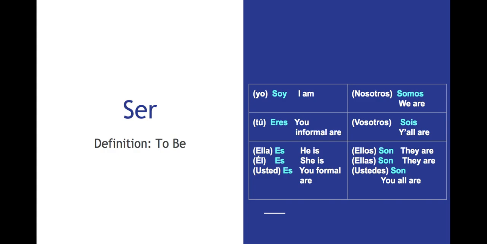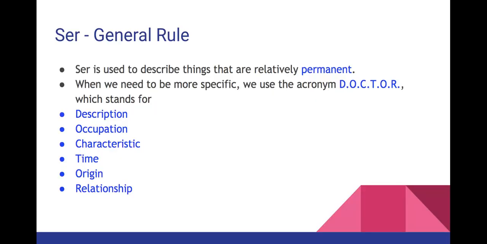So we have our T chart on the right of the page: soy, eres, es, somos, sois, and son. And then just a quick review. Remember that ser, the general rule is that it's used for things that are relatively permanent. And when we need to be more specific, we use the acronym DOCTOR, which stands for description, occupation, characteristic, time, origin, and relationship.